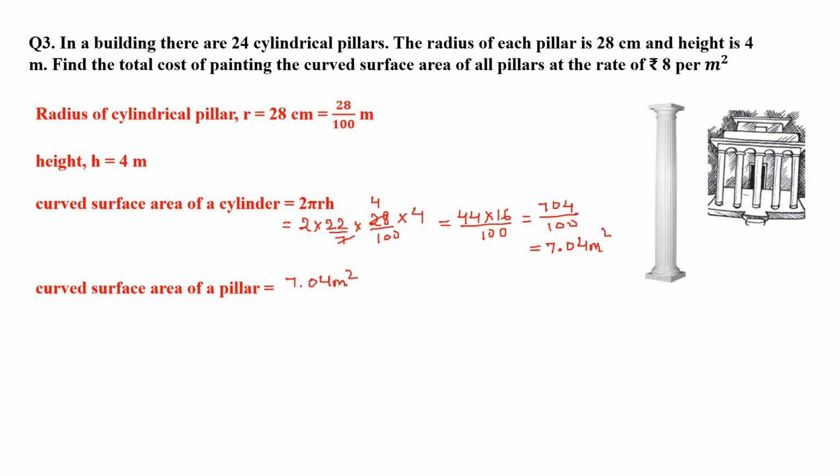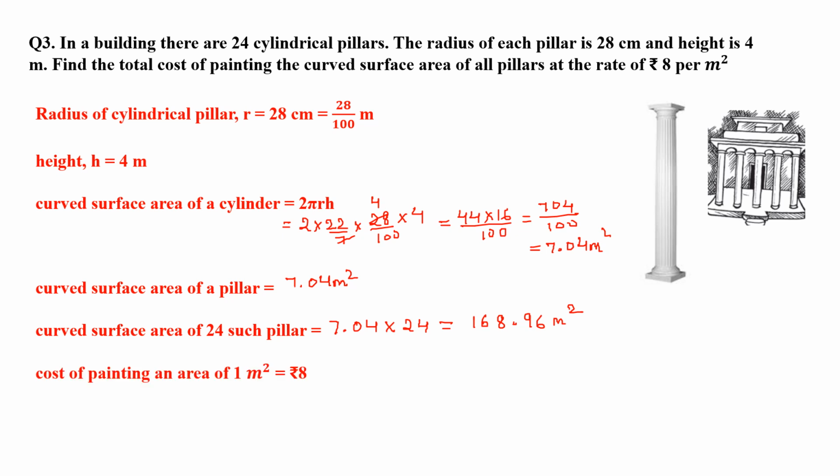Now you have to find the curved surface area of all the 24 pillars. So for that you have to multiply the curved surface area of one pillar with the total number of pillars, which is 24. And if you multiply, you will get 168.96 meter square. This is the curved surface area of all the 24 pillars.